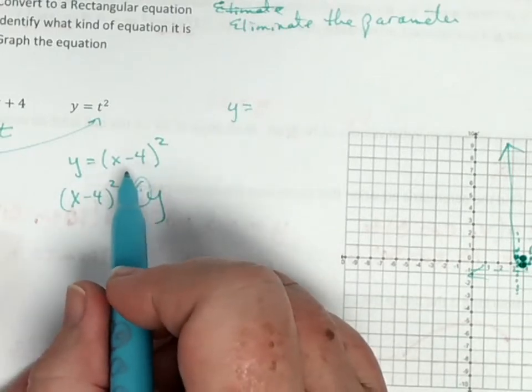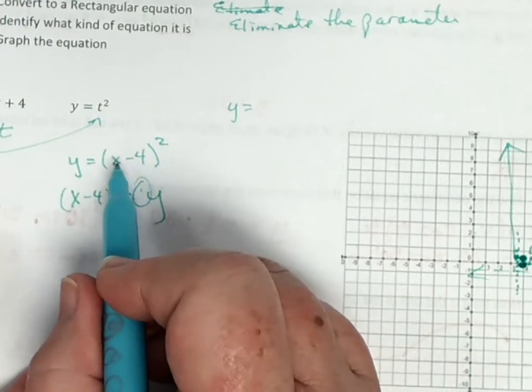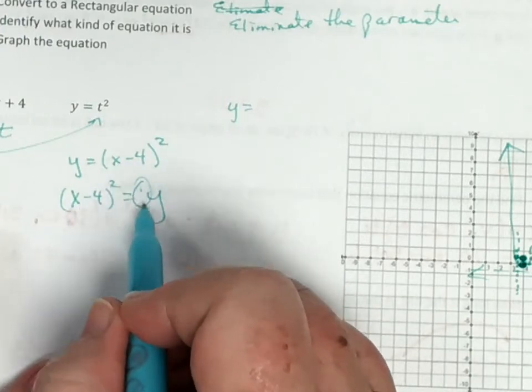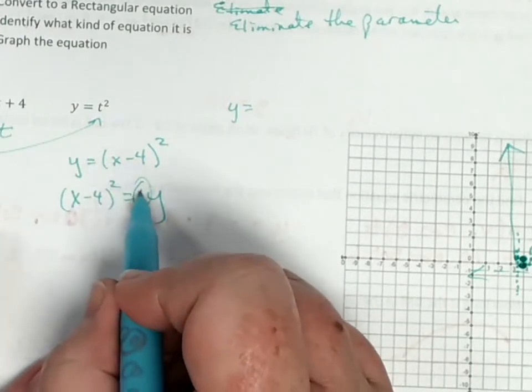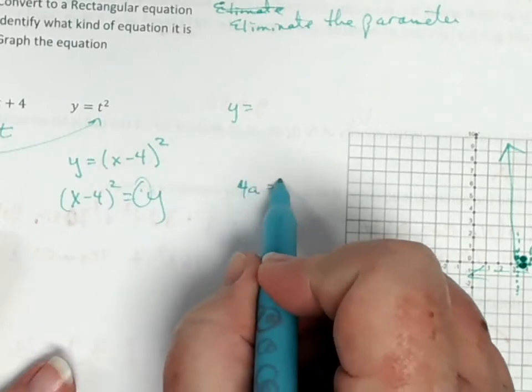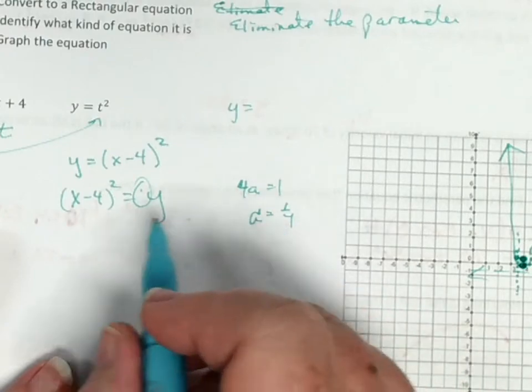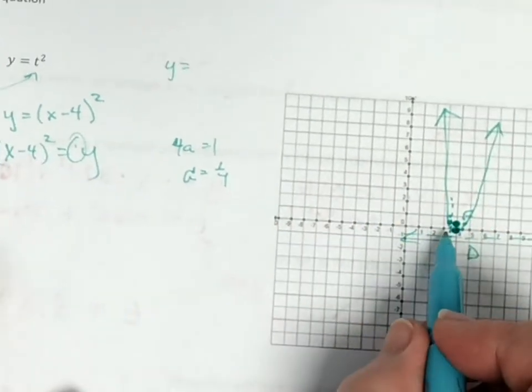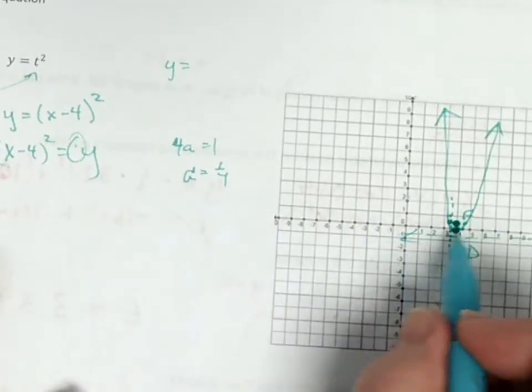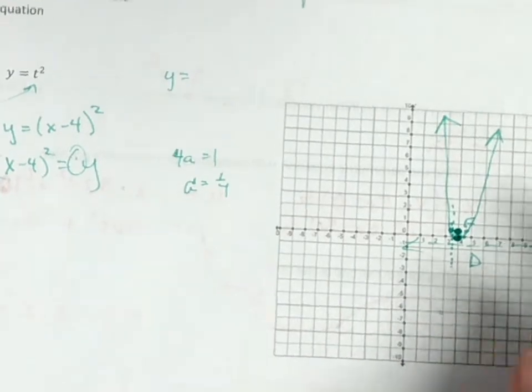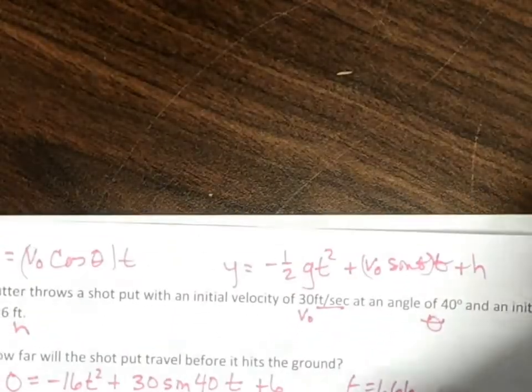It's going to be a parabola that is opening upward, because this is positive, right? The focus, the 4a equals 1, so a is 1/4 above. The focus is 1/4 above our vertex at 4, 0, and our directrix is 1/4 below, okay? All right, let's take a look at the second problem.